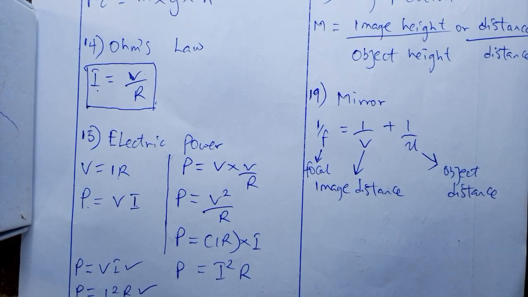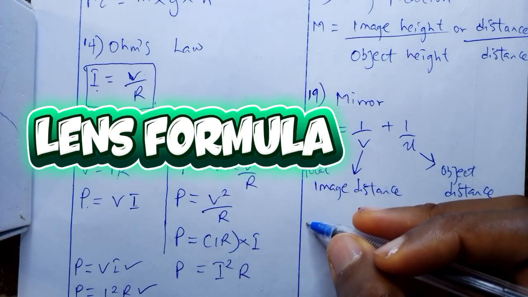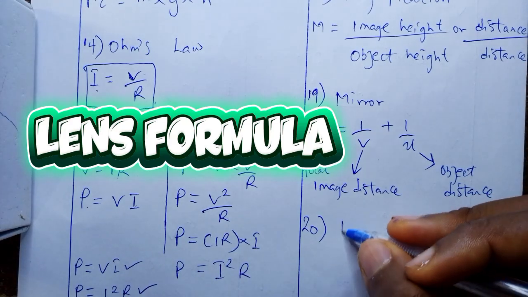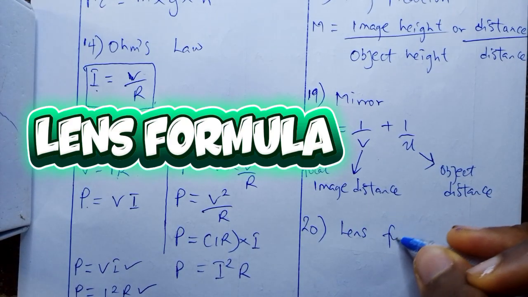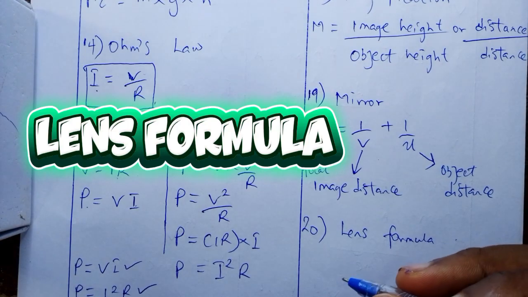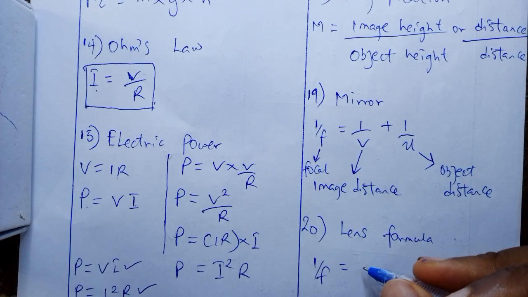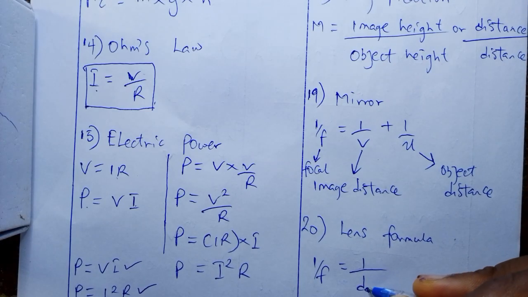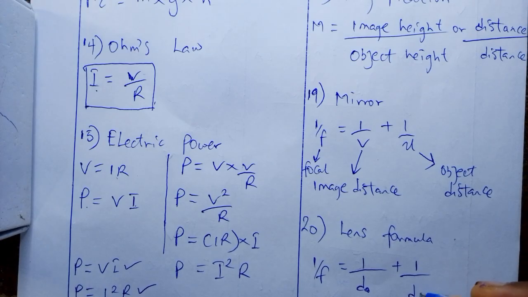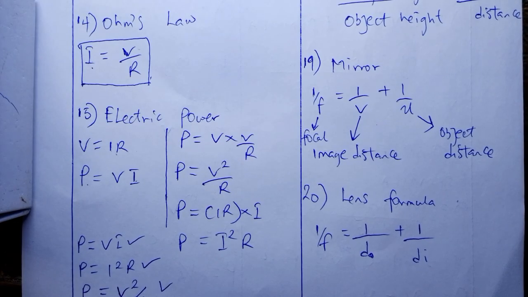So the last but not the least, lens formula. Lens formula is 1 over F equals 1 over D naught plus 1 over DI. And this formula is used in refraction and lens calculation.